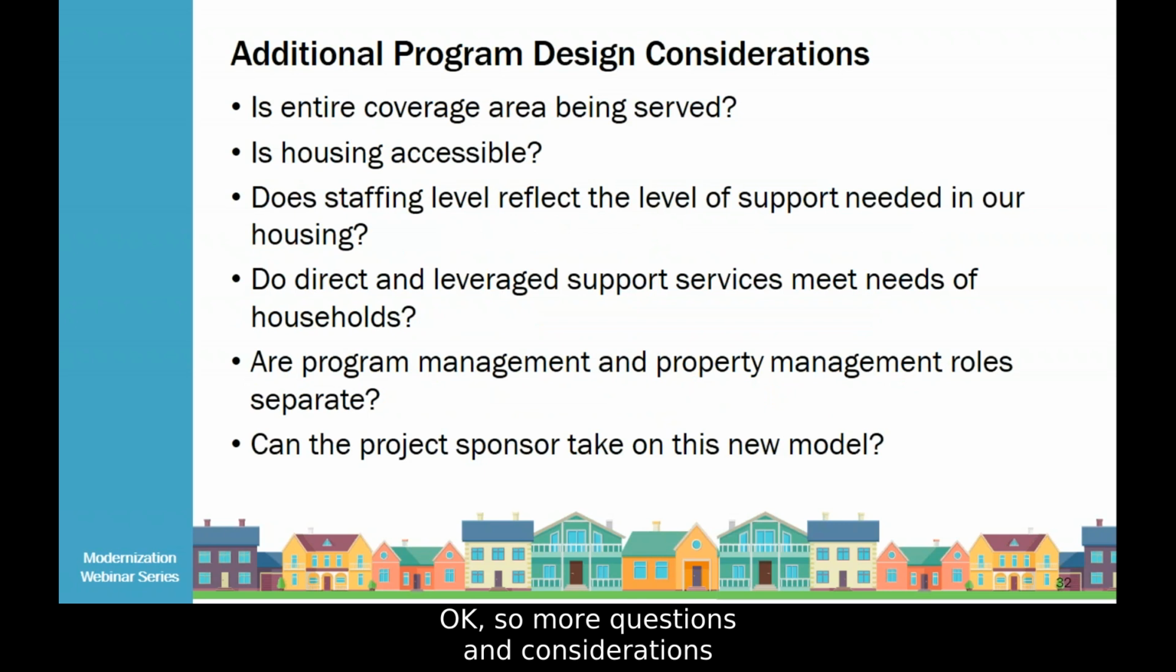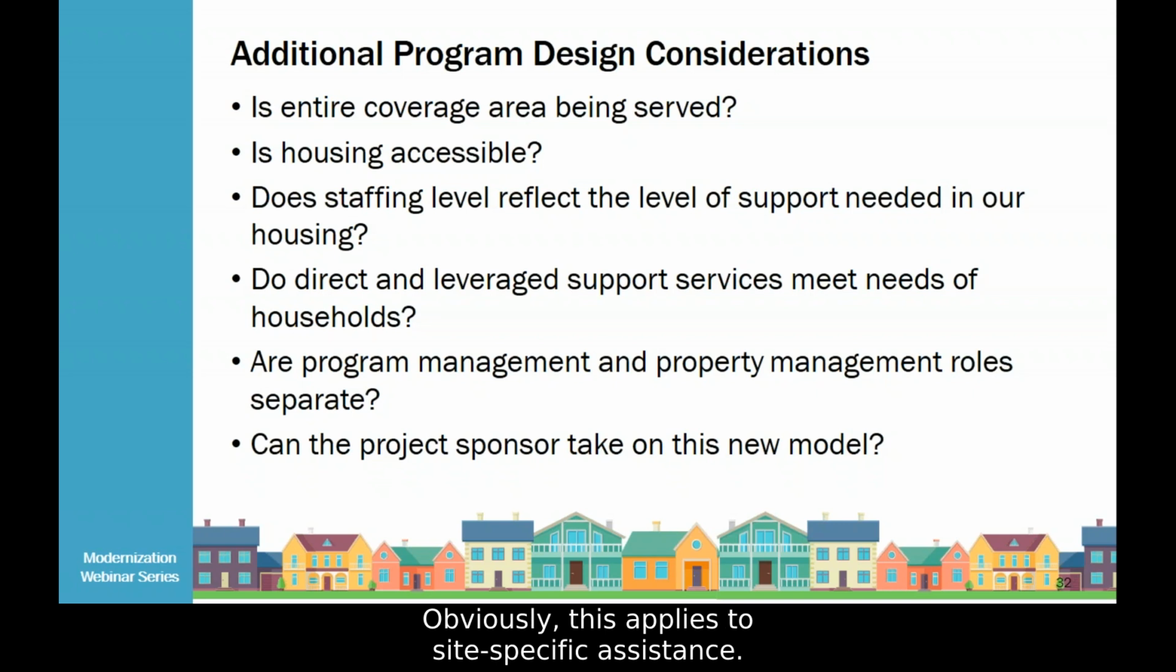Okay, so more questions and considerations for program design. There's lots to think about here, so we're going to touch on these quickly. Geography. Liz talked about geography a bit during her presentation on community needs. You should be thinking about your entire HOPWA coverage area and looking at where services are and where you are locating this housing assistance.